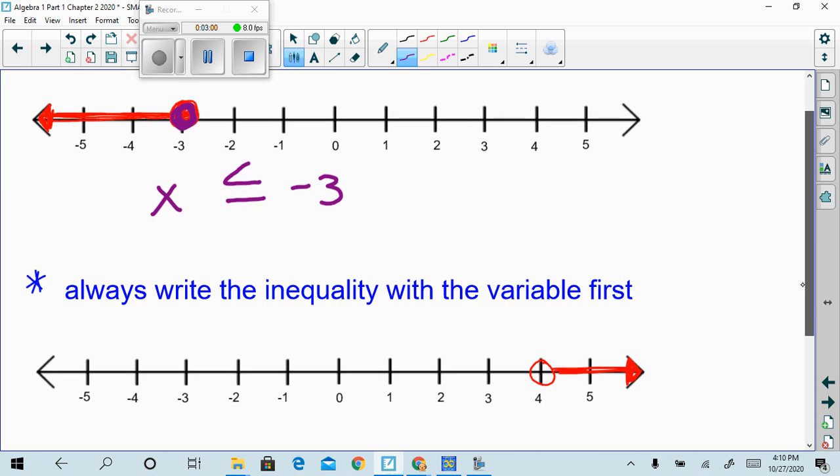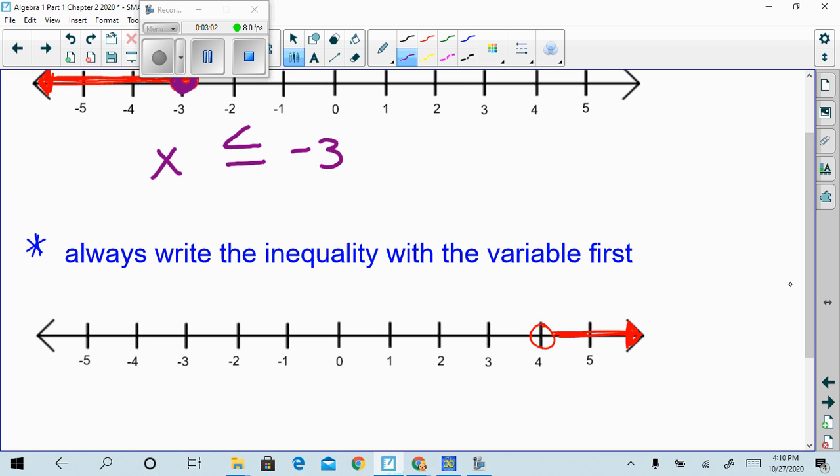I look at my second problem, and again, the reminder is that you always write an inequality with your variable first. I'm still choosing x. You can pick any variable. I notice this time that it's an open circle, and it's shading in the direction that is getting bigger or greater. So x is greater than 4. The number where the circle is tells me what my boundary is. If it's open, it doesn't include 4. If it were closed, it would.